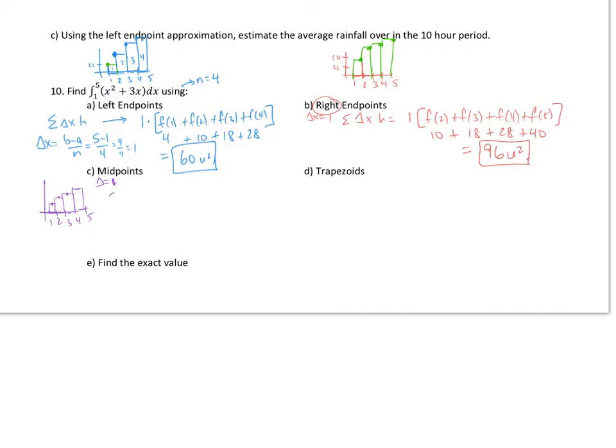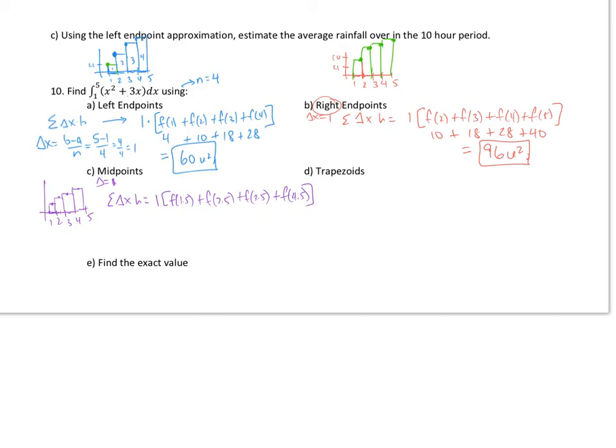So that means the sum will be delta x times the height, the width times the heights. So in this case it's 1 times f of 1.5 plus f of 2.5 plus f of 3.5 plus your f of 4.5. Those are the midpoints in between each one.